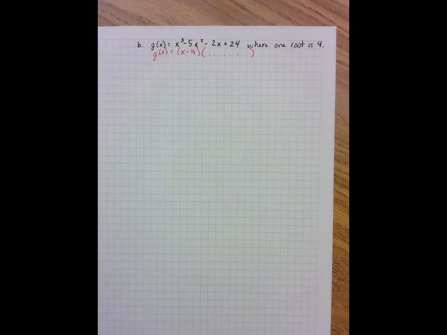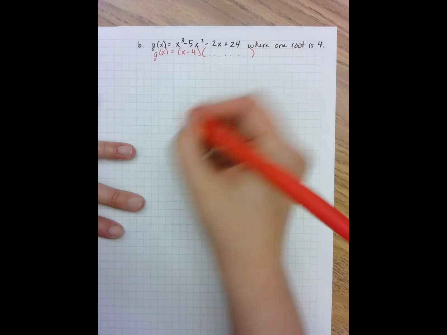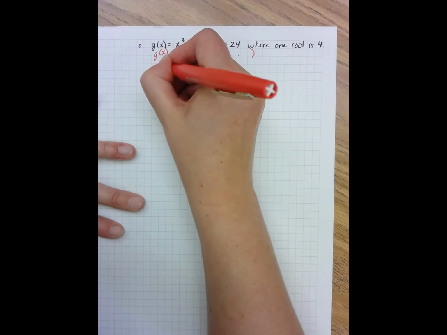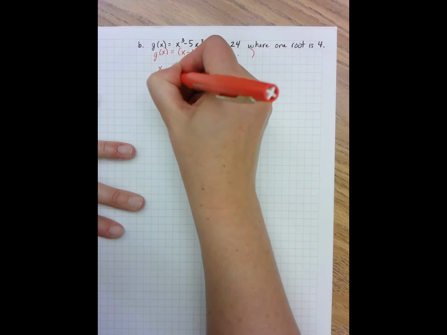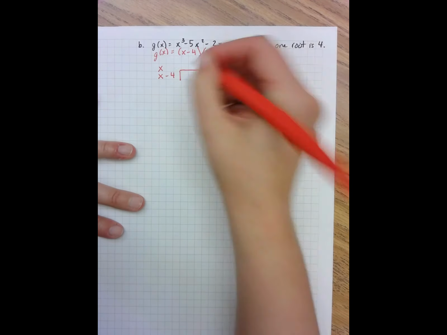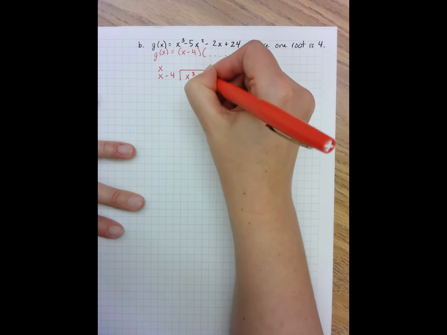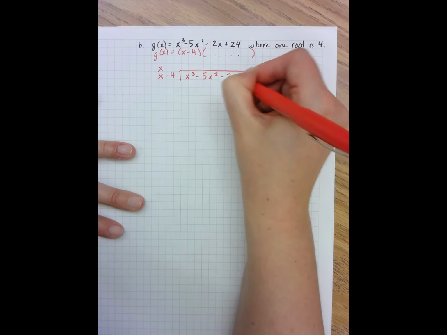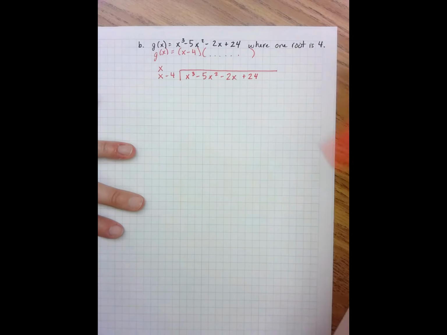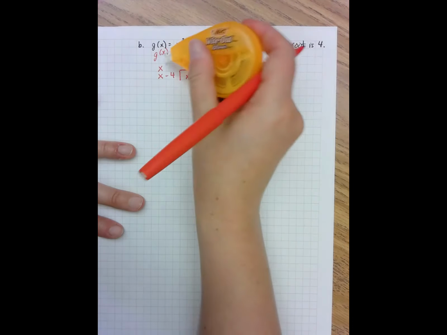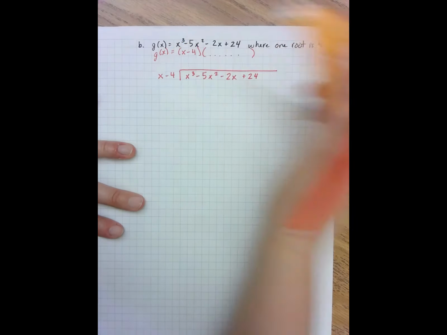Now, one would really hope that all I would have to do is plug in 4 to g of x. But all that is going to do is verify that 4 is a root. It's going to give me the remainder. I need to get the other piece of that division. So I'm actually going to have to take the time to divide my polynomial by x minus 4.